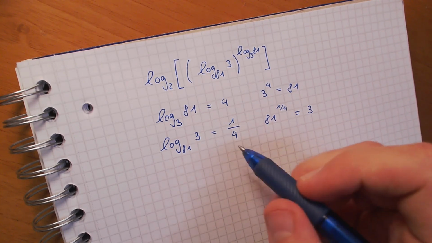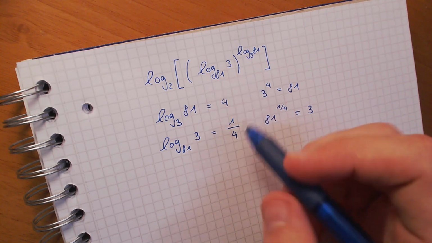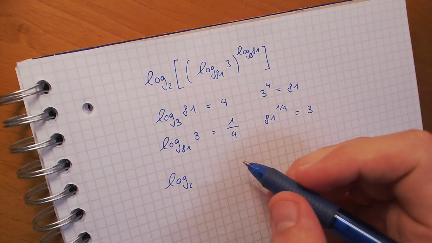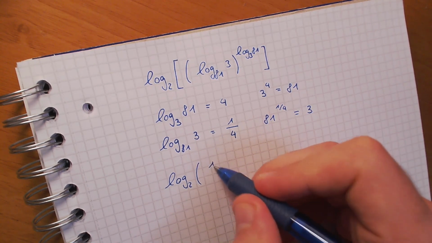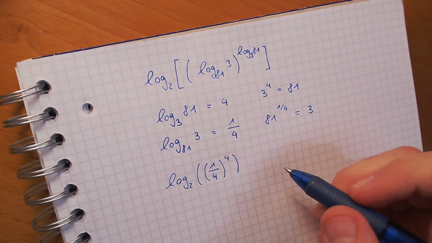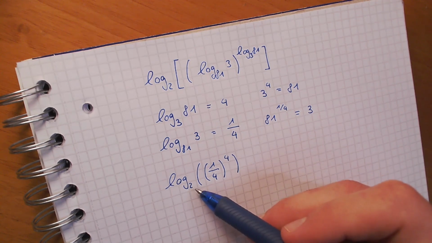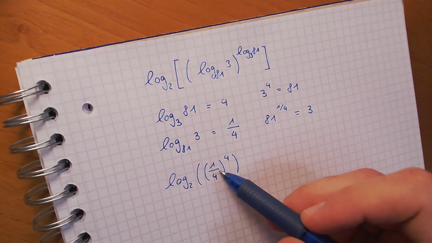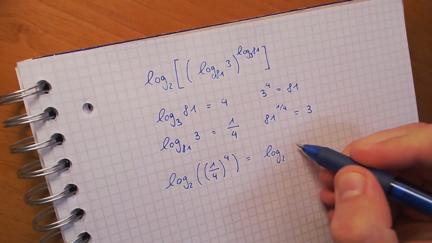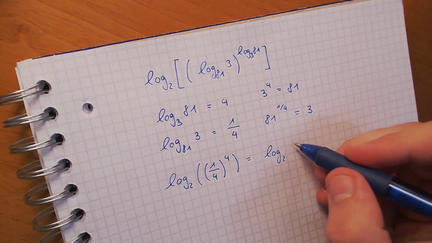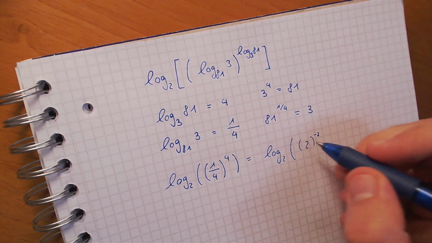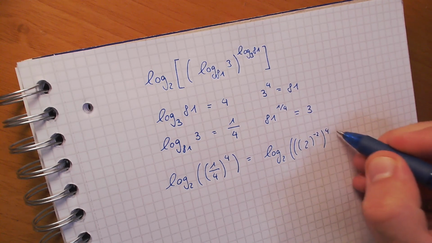Okay, and now we can put these values in this logarithm. So we get log, the base is 2, and then we have, as we said, 1/3 raised to the power of 4. But since here the base is 2, it is convenient to change this number. So we can write 1/4 as 2 raised to the power of -2, and then we have this 4, so we have another exponent here.